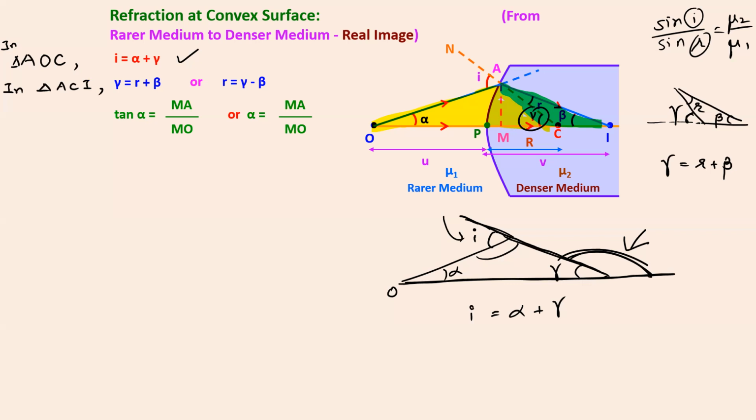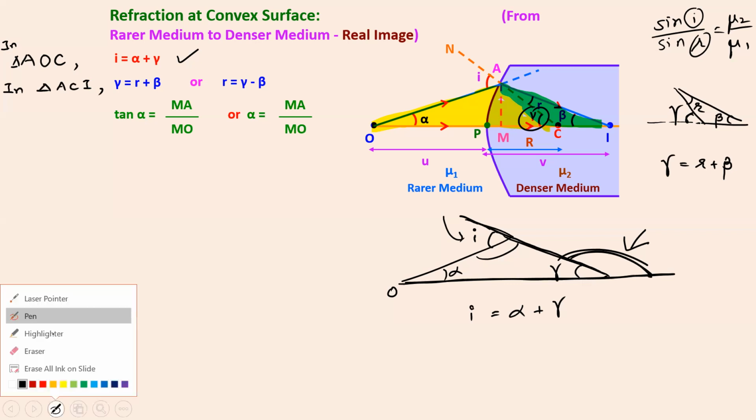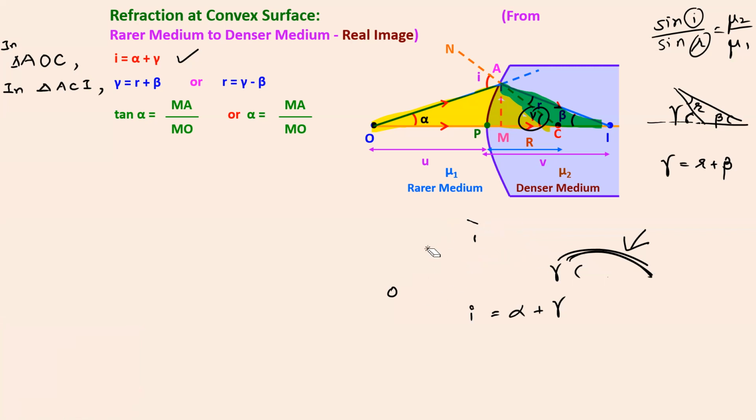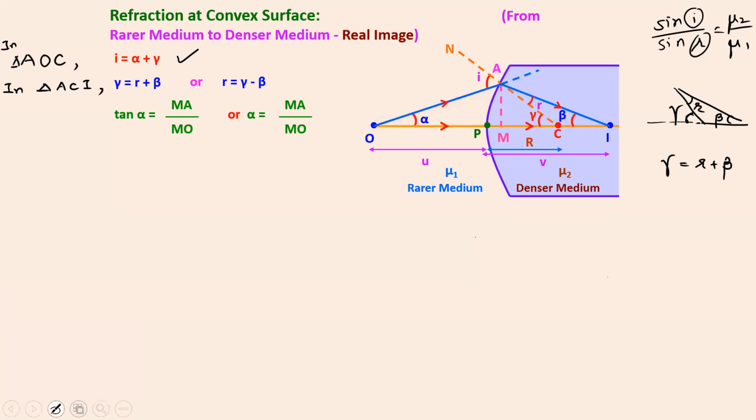In all these triangles, you can make this tan alpha. Tan alpha is opposite side by adjacent side. So you have to see that particular triangle only. Alpha means this triangle. If you want to use tan alpha, it should be a right angle triangle. Other than that, we cannot use it. Tan alpha is the opposite side, MA, by the adjacent side.